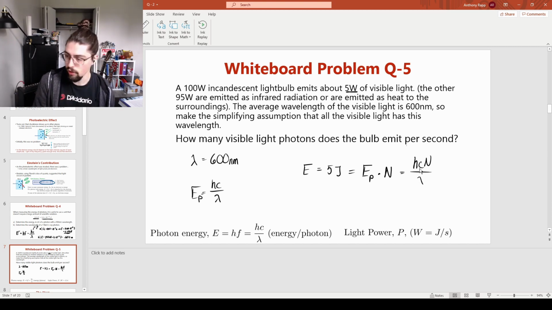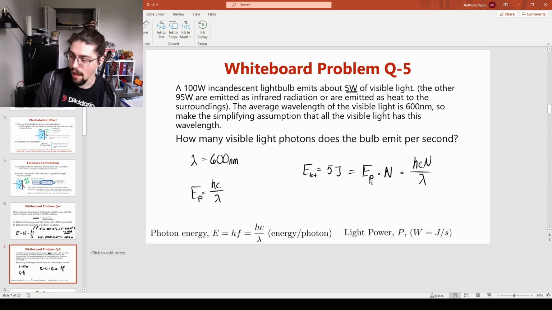Not lambda every single time. Oh, yeah, no lambda. That's fine. Sorry, I'm getting myself psyched out now. Did that last time where I flipped lambda and E. I keep doing this. We're looking for the number of photons, so just divide by the 5 joules. Call this energy total.